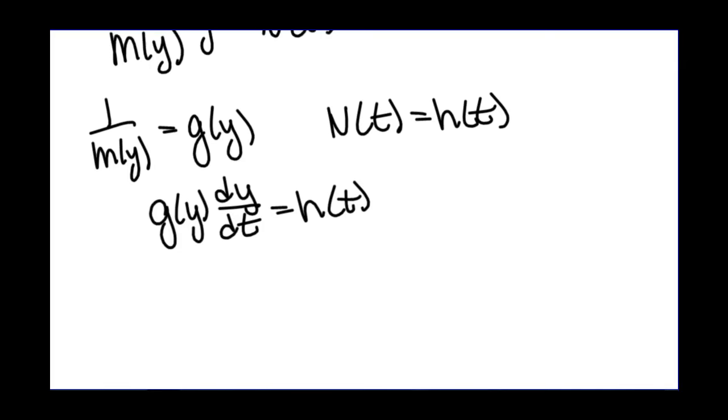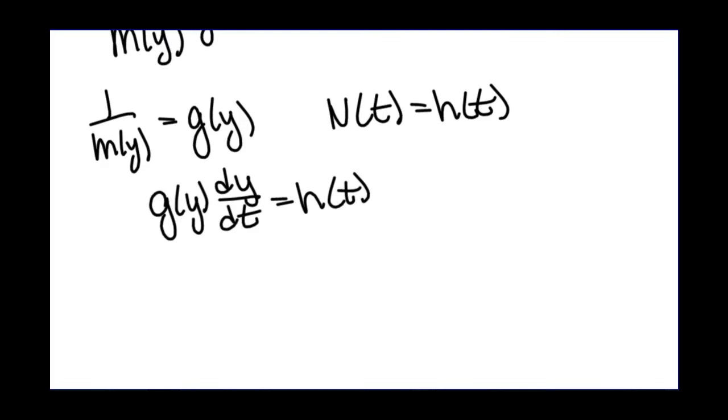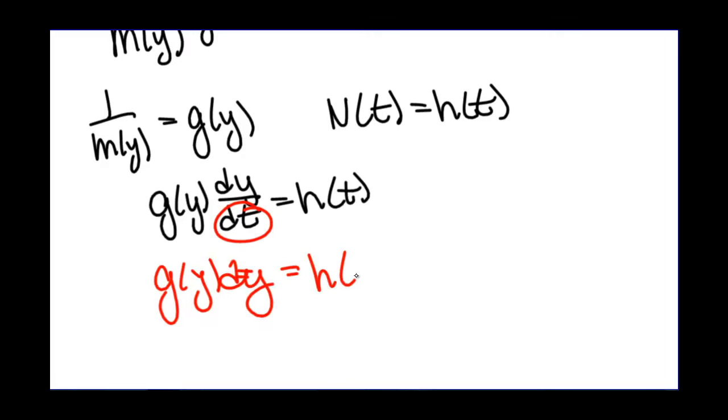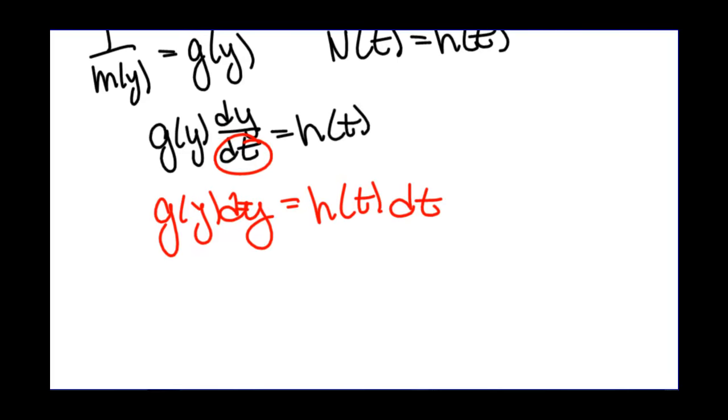Now we can try to solve our differential equation by multiplying both sides by dt. So g of y dy equals h of t dt. So now we have everything with y on one side and everything with t on the other side. So to solve, we are going to integrate both sides. This side will be integrated with respect to y, and the other side will be integrated with respect to t.